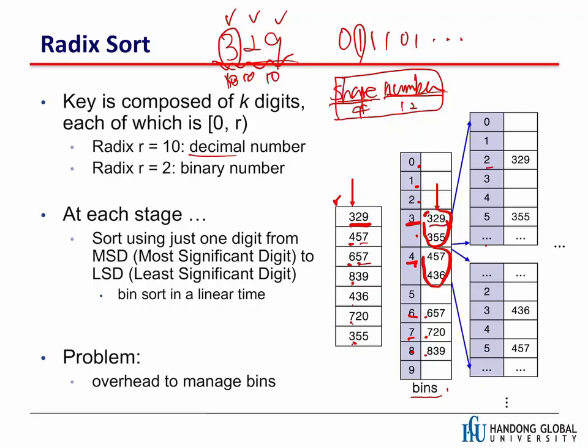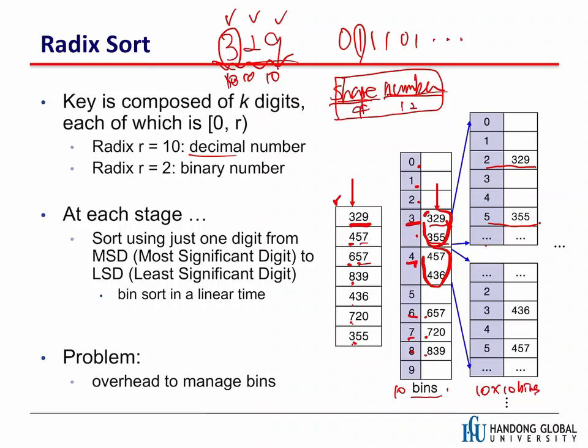And we need 10 bins. And we put this number to this bin and this number to this bin. Okay, so in this approach, how many bins do we need? So we have 10 bins. We have 10 times 10 bins.